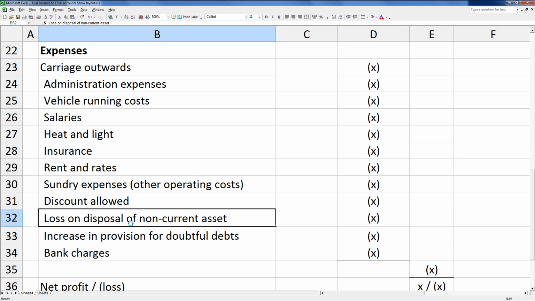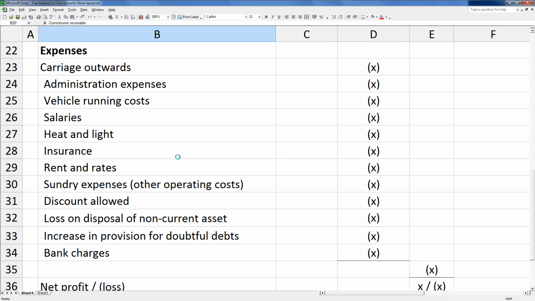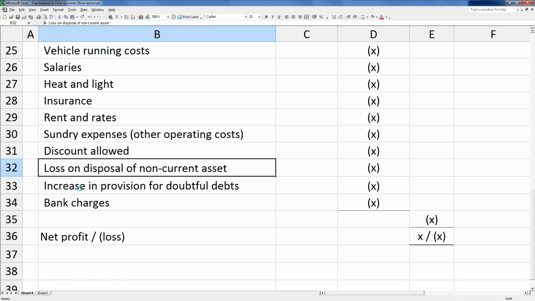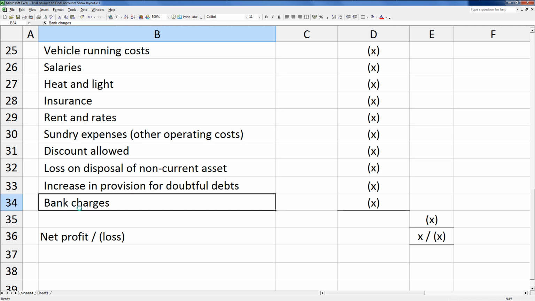Discounts allowed, sundry expenses, other operating costs, general expenses, also known as bank charges. So that's an interesting one for AQA. If you're charged fees or penalties for late payment or going overdrawn, then that is an expense. So there's the list, and move them all to the total in the far column, and then you take it away, as I've just mentioned. So don't forget your answer. Net profit is a value. If it's a net loss, then it's in brackets, which is the value there.